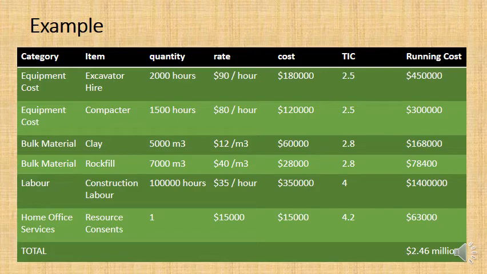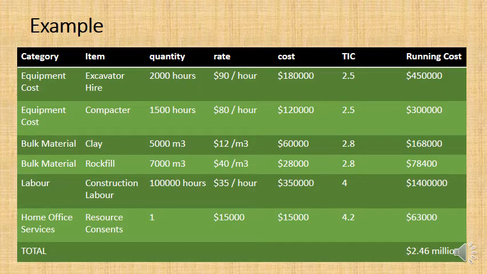You multiply that by the total installed cost for equipment costs, and that is 2.5. You've also got the same for the compactor, the roller, that's 1,500 hours, $80 rate, $120,000 in total. Multiply that by 2.5. And then you get to the next category, which is bulk materials.